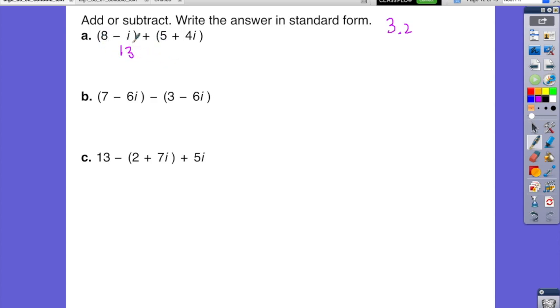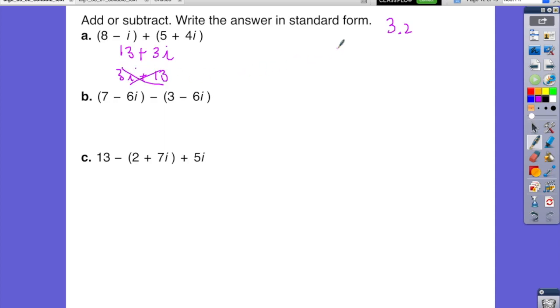13. What is negative i plus 4i plus 3i? Now these two are not like terms. This is a real number, this is an imaginary number. You can't put them together. Now, I have to tell you, you have to write it this way. This is the order. If you write 3i plus 13, that's incorrect.